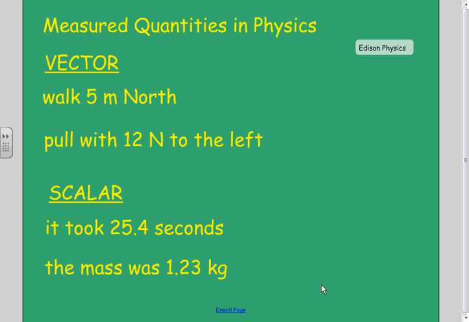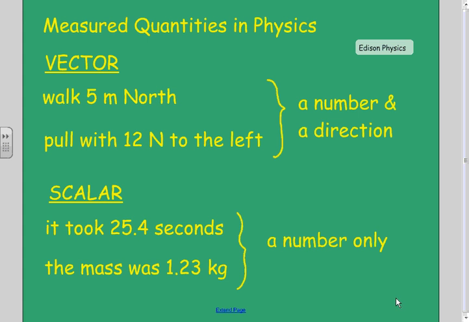If we look at the two numbers that are listed as scalars, there's just a number and a unit. There's no up, down, east, west, north, south. It wouldn't make sense to say 25.4 seconds north or 1.23 kilograms to the left. So that's the key difference. If something is a vector quantity, it has a number and a direction. And if something is a scalar quantity, it's only a number.